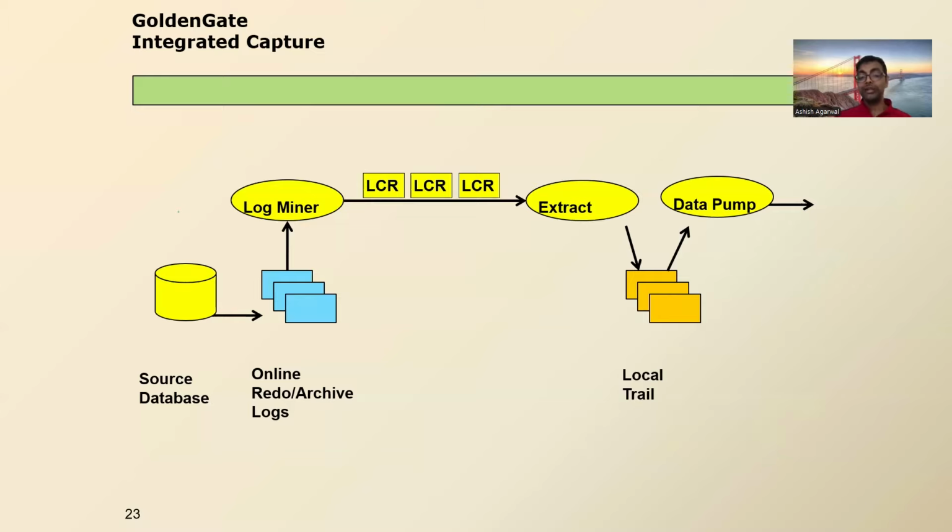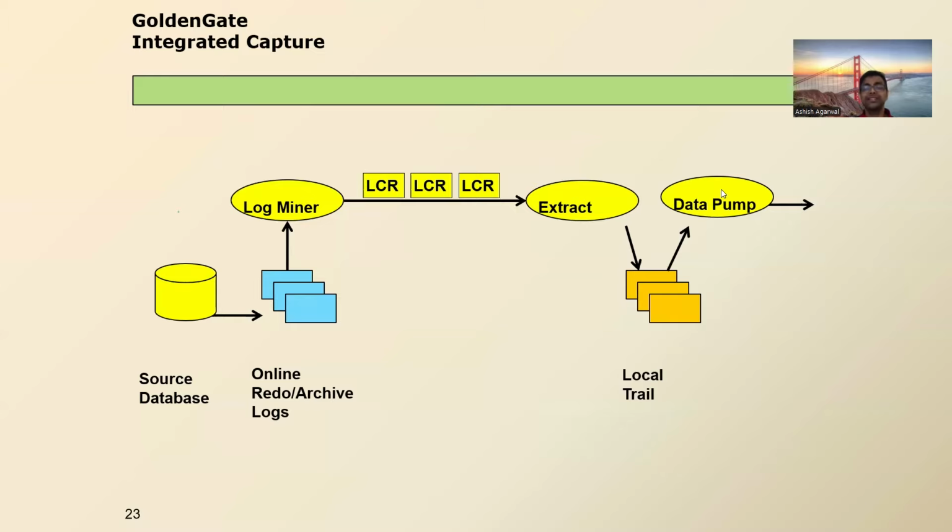So basically, what happens in this scenario is the extract process doesn't directly connect to the database. Instead, it receives the changes which are required by the extract process from the log miner database, and log miner passes on those changes as logical change records. Now you may ask, what is a logical change record? It is a terminology used internally in GoldenGate for the way it passes on the changes to the extract process.